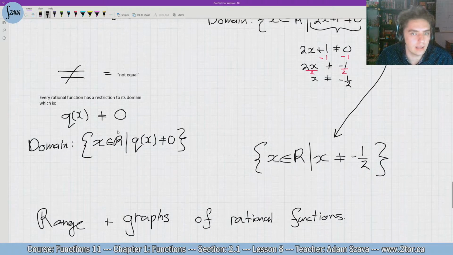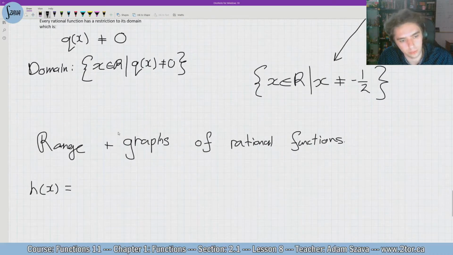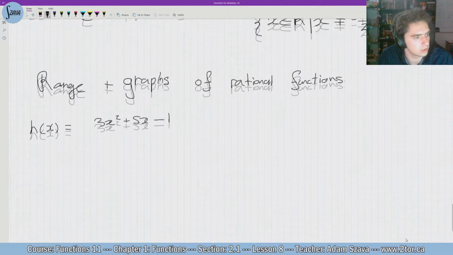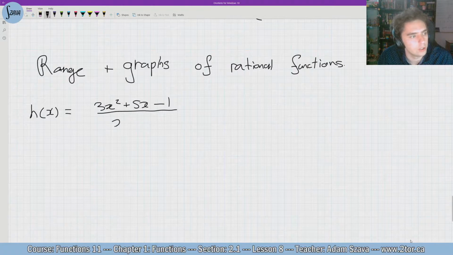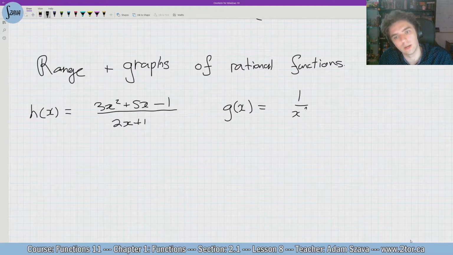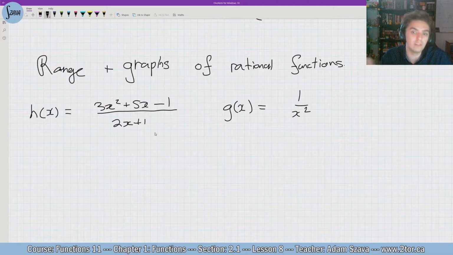So let's look at this example that I wrote right here. h of x equals 3x squared plus 5x minus 1 over 2x plus 1. And then I'm also going to look at another function, g of x, which is 1 over x squared. So we're going to look at these two functions, and first of all look at their graphs, because you've never seen graphs of rational functions before.